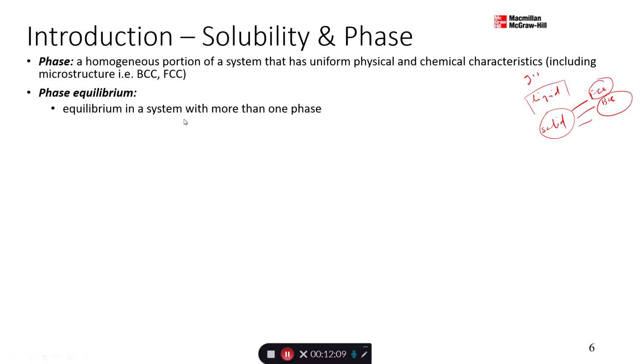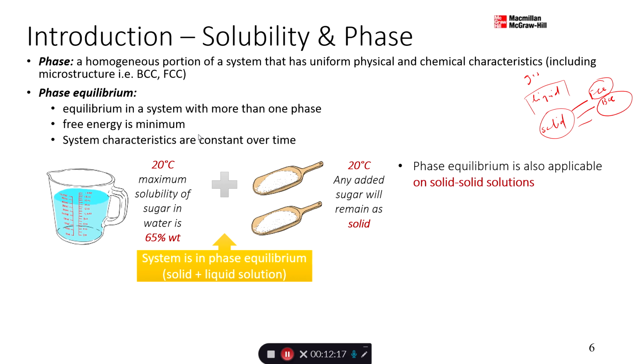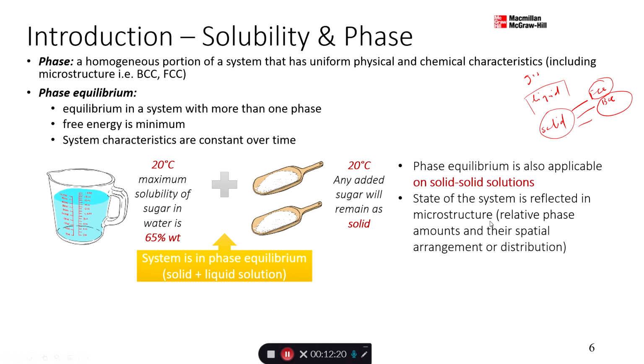And then we have phase equilibrium, which is equilibrium where you have more than one phase present. This is a good example. Okay, a phase equilibrium is when the two phases exist in a system. Okay, two phases means two of these phases. FCC and BCC, FCC and liquid, BCC and liquid, etc. As long as there's two or more than two. Okay, here free energy is minimum. That means there's no reaction. System characteristics are constant over time. The phases are not changing.